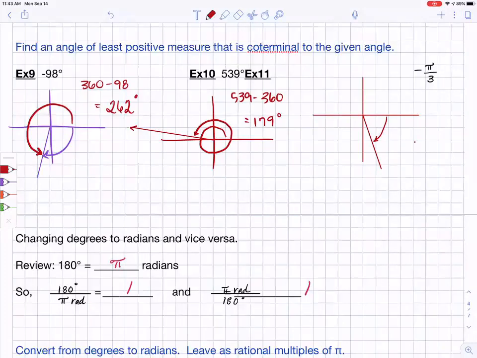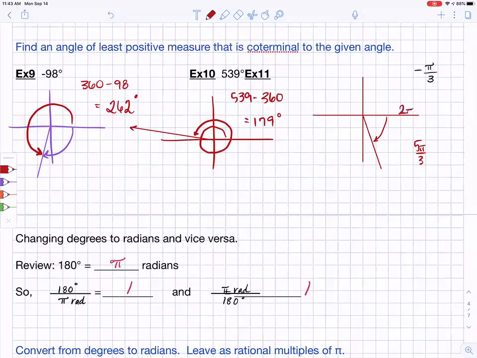5 pi over 3. Now, that's easy when you're looking at the unit circle. But what would we do if all I had to depend on was math? For instance, what would I do if that example number 11 had said negative pi over 8? And you don't have any pi over 8s on your unit circle. So what kind of math would you do to be able to figure that out without the unit circle?